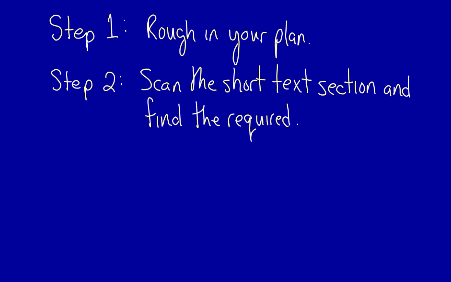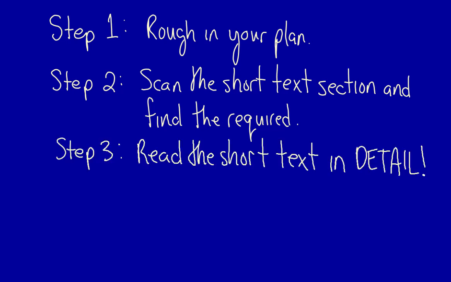And we're back again with step 3. Read the short text in detail. This is where you fill in the remainder of your plan. Read each sentence individually and ask yourself this question: so what? Or how does this fit into my plan?